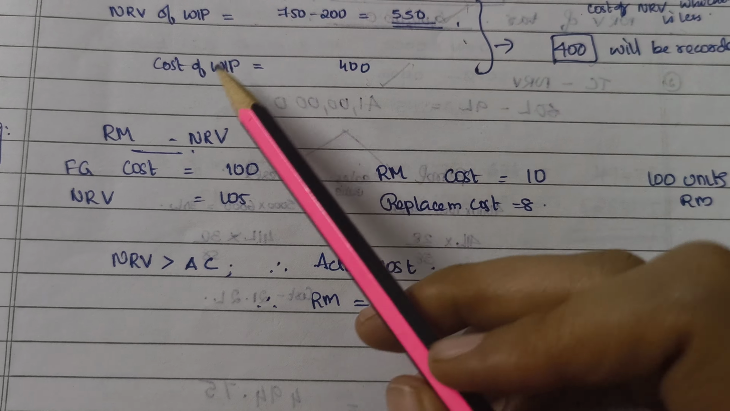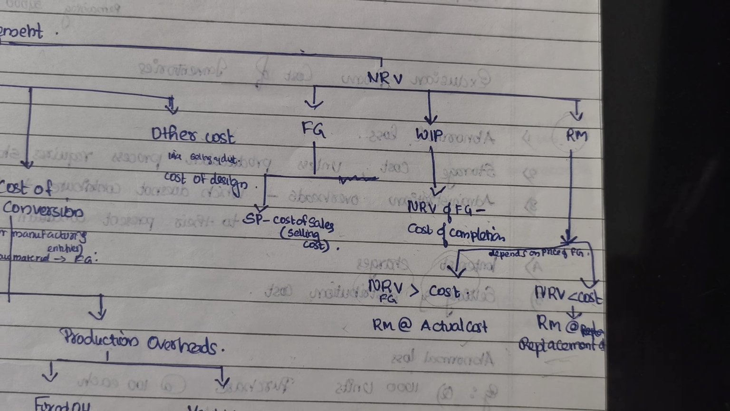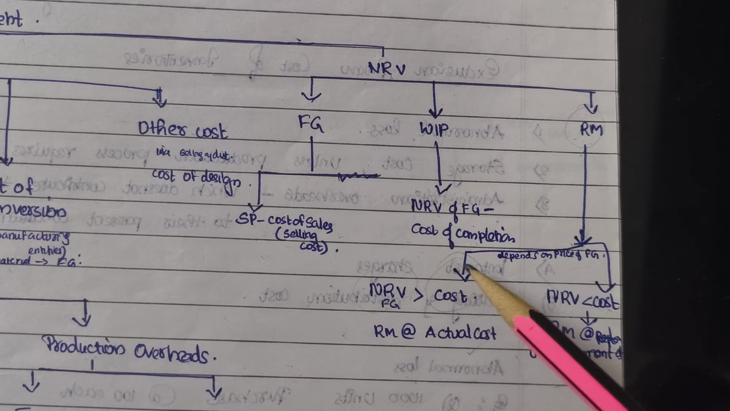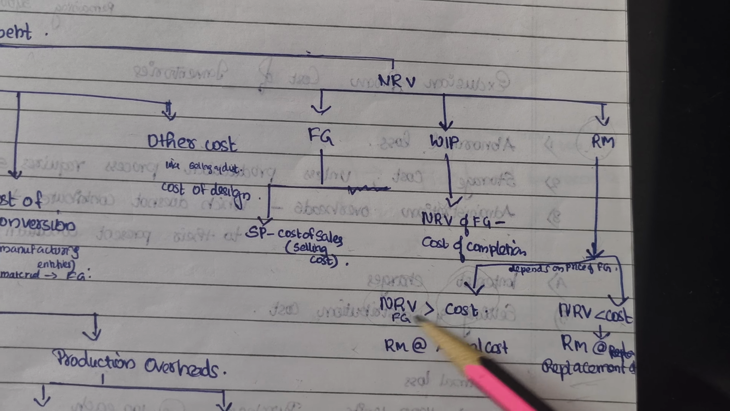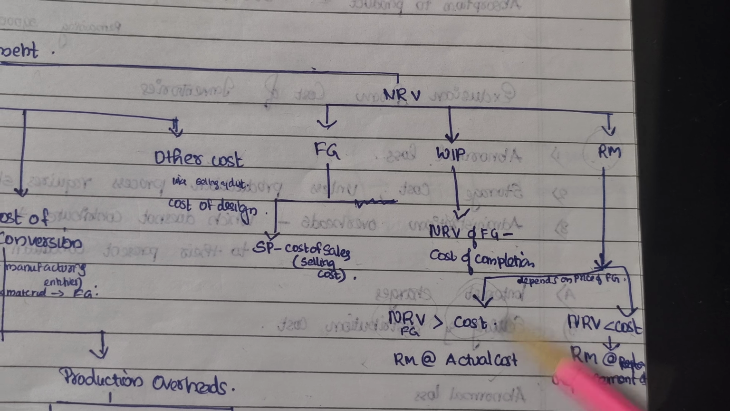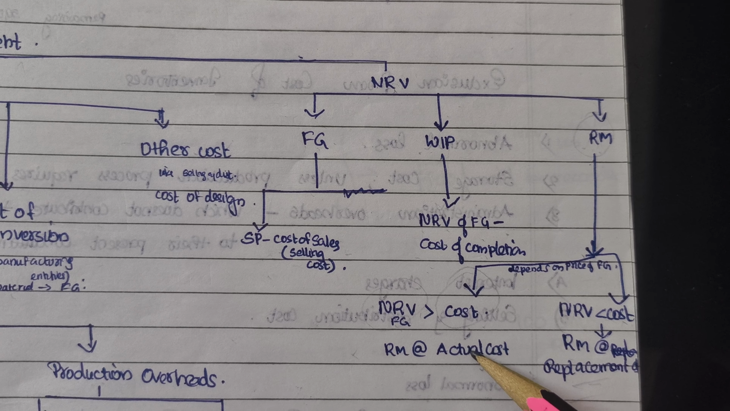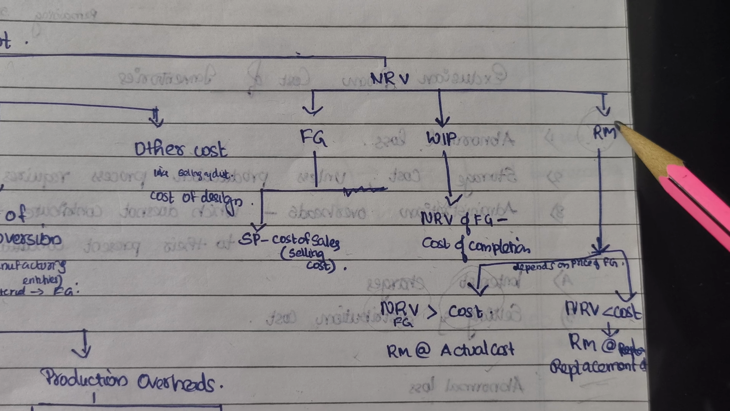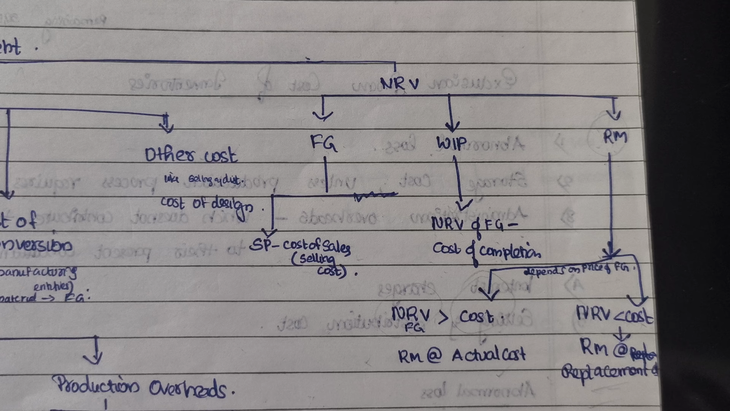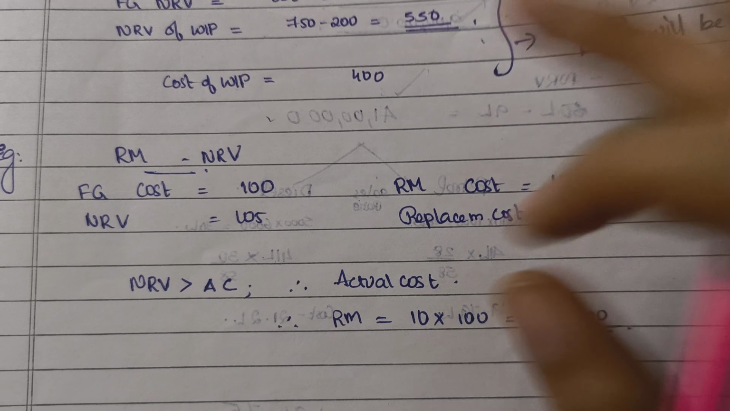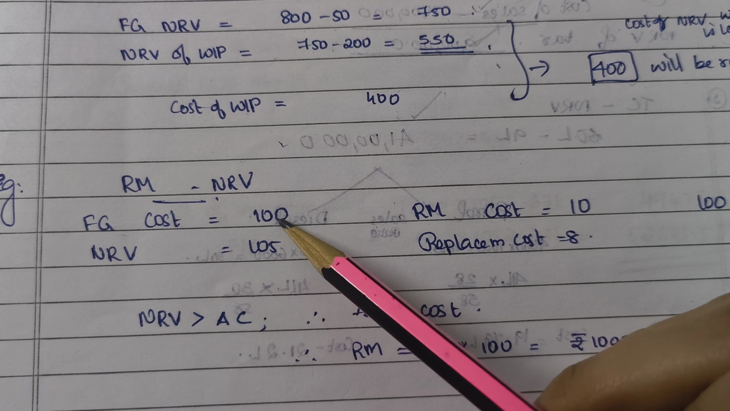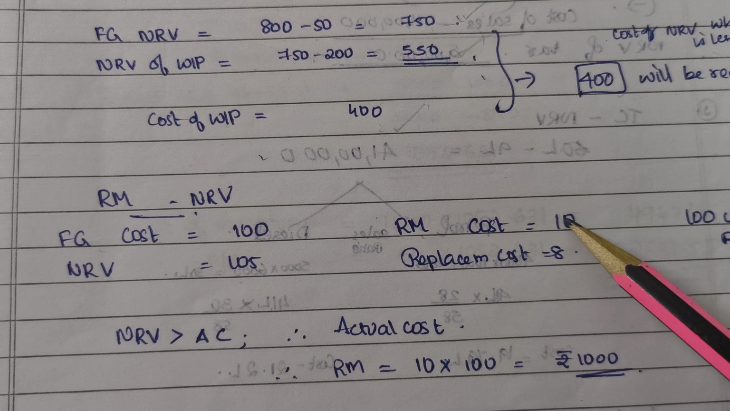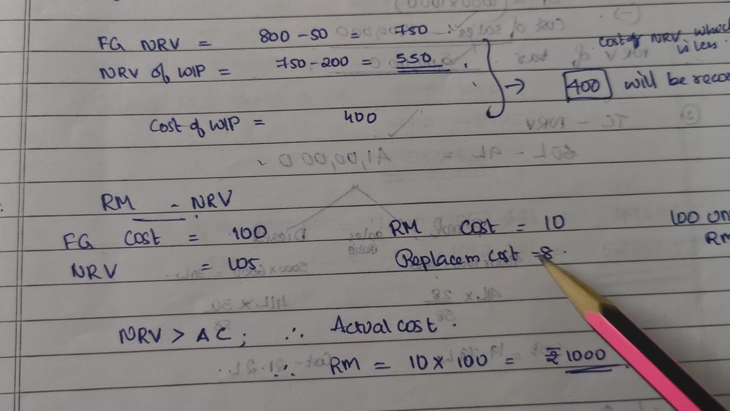Now let's see how to find the NRV of raw material. We have seen in the last lecture that NRV of raw material is based on the finished good price, right? If the NRV of finished good is greater than cost of finished good, then raw material is valued at actual cost. And if NRV of finished good is less than cost of finished good, raw materials will be valued at replacement cost. Let's see. So here in the question it is giving finished good cost is 100 and NRV of finished good is 105. Raw material cost is 10 and the replacement cost of raw material is 8.